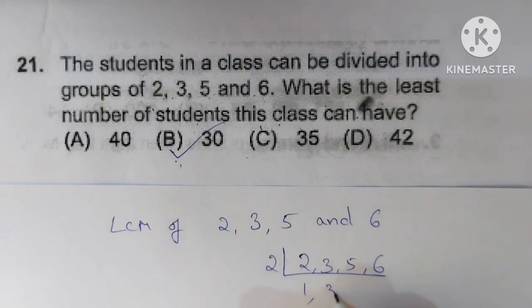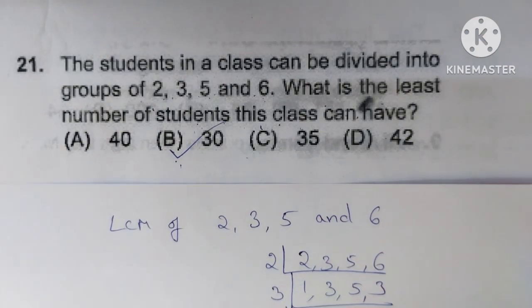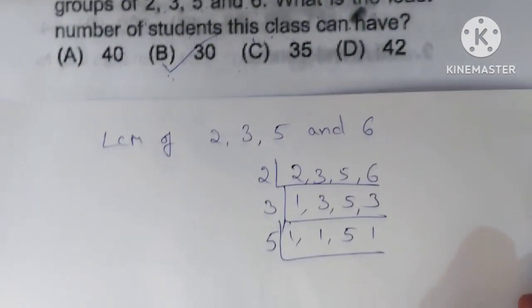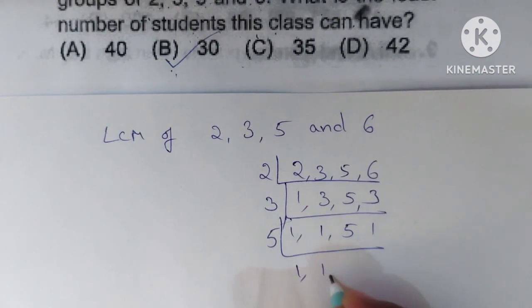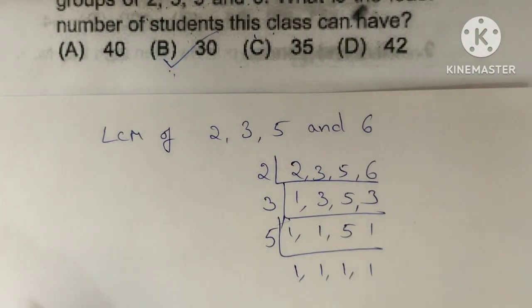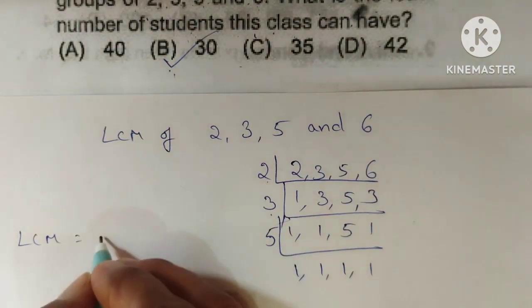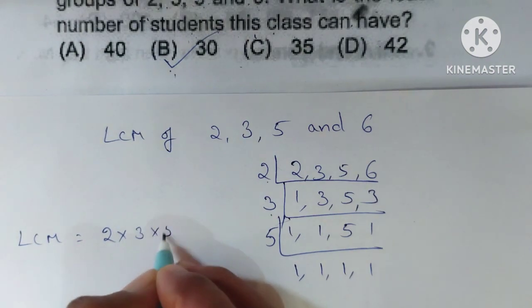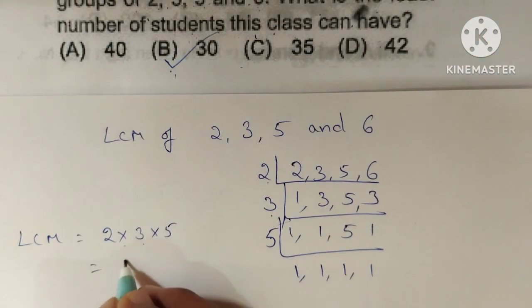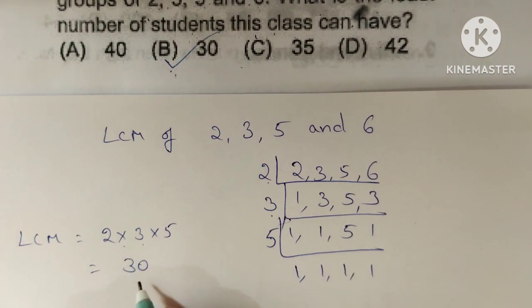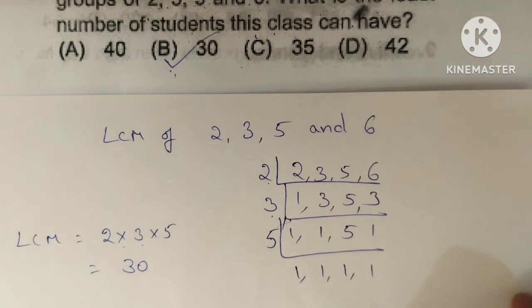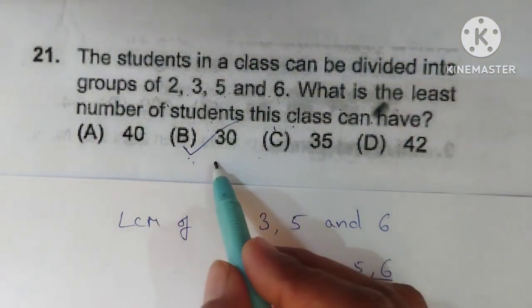Taking the 2 table, 3 times 6 will be, and again the 3 table. Now the 5 table. So the LCM of 2, 3, 5 and 6 is 2 into 3 into 5. 2 threes are 6, 6 fives are 30. So therefore 30 students are there. So option B is the correct one.